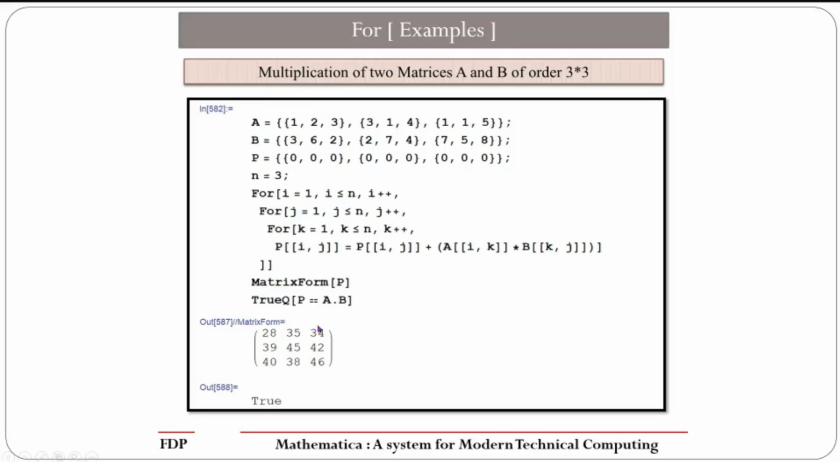You will get this answer. Here I am checking true Q means is it true? What is it true? P equal to A dot B.